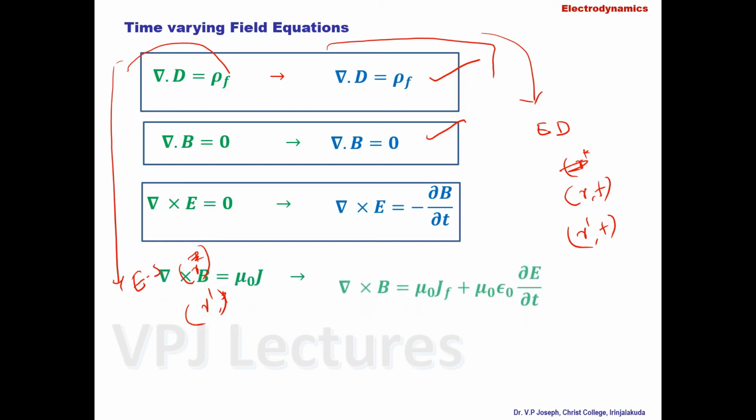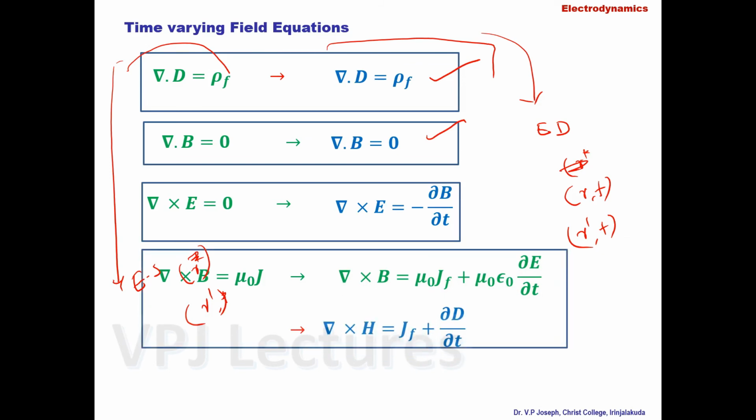Okay, now coming to the fourth equation, that is del cross B is equal to mu 0 J. This equation changes to del cross B is equal to mu 0 Jf plus mu 0 epsilon 0 dou E by dou t. That is the additional term that we have considered just now, the displacement current term dou D by dou t. The expanded form is epsilon 0 dou E by dou t, which is called the displacement current. And that term also is coming into picture. So this is the modified form of the static field equation. That is, Ampere's law is modified into the Ampere-Maxwell equation.